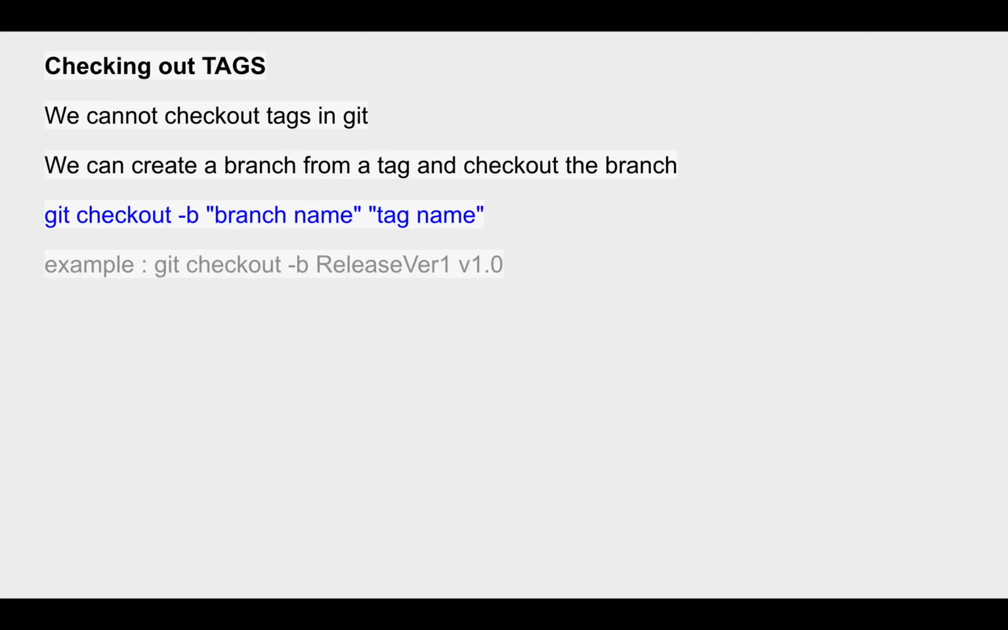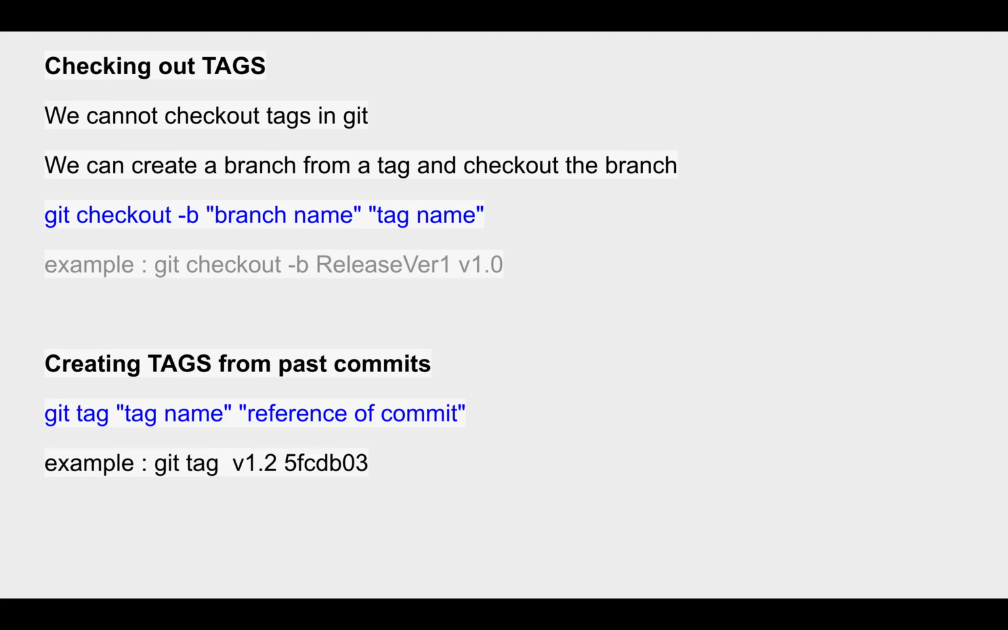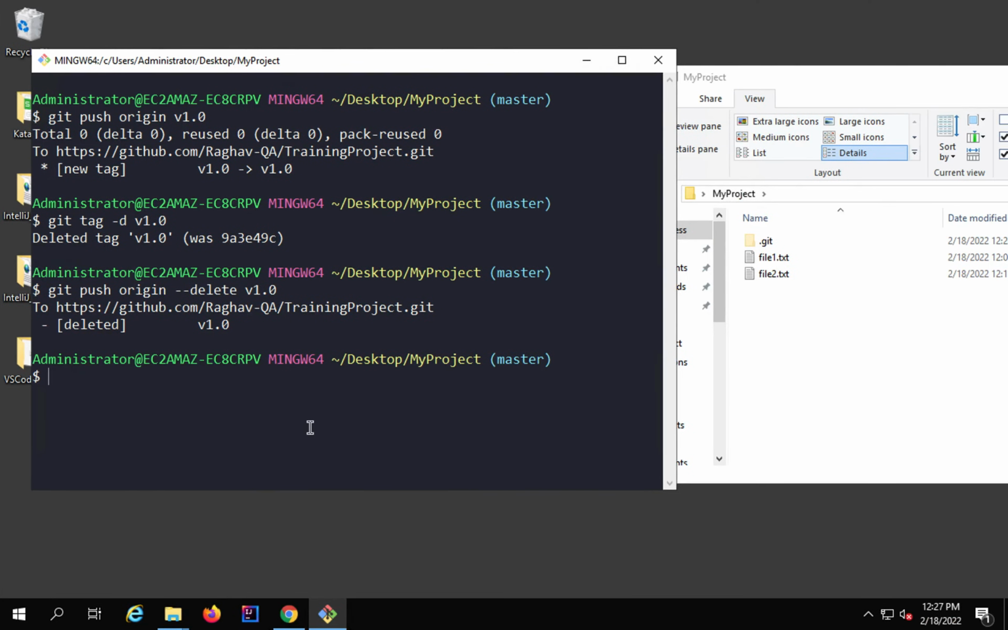For example, if I want to create a branch from a tag, I can say git checkout hyphen b and give the branch name and give some tag name. So we can do like that, and then we can check out the branch. And also if you want to create a tag from any past commit, you can do that. You can say git tag, the tag name, and the reference of the commit. Let me show you that.